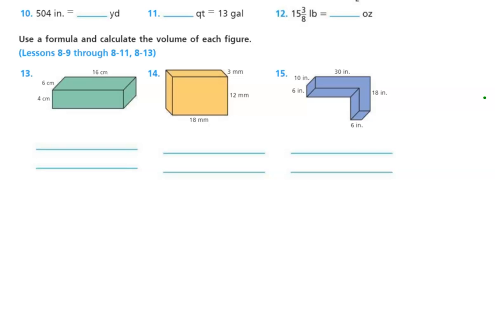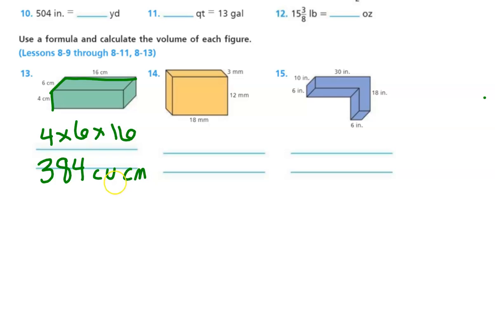And I'm not going to solve them all, but I just want to make sure you understand how you would have figured it out. So in order to find the volume, you're doing your length times your width times your height. So 1, 2, 3 measurements here. So you would have done 4 times 6 times 16, and that answer for number 13 would have been 384. And remember that these are cubic centimeters. So we would write that cubic centimeters, or you could have done centimeters cubed.